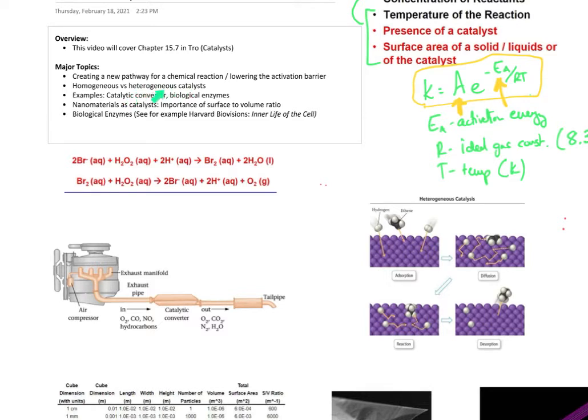Heterogeneous catalyst means the catalyst and whatever the reaction is are not in the same phase. So you could have a solid catalyst for a gas phase or liquid phase reaction. That would be an example of a heterogeneous catalyst. So let's take a look at a decomposition reaction, which is a catalytic reaction. The example would be the decomposition of hydrogen peroxide. So H2O2, which is a liquid, will decompose spontaneously into water and oxygen.